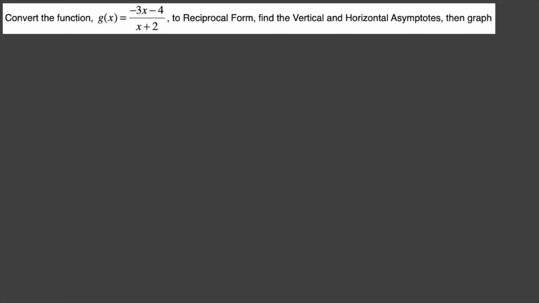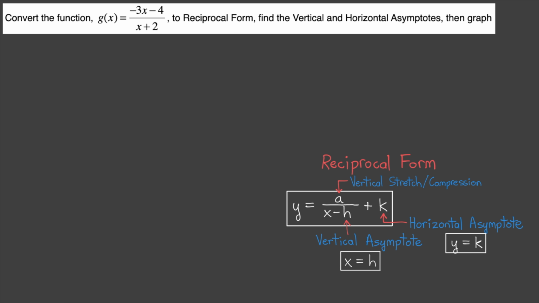Well, what is reciprocal form? Here it is. Reciprocal form is this form, y equals a over x minus h plus k. And a, h, and k all represent constants, which are basically numbers. So in this case, a is your vertical stretch or compression. H here is your vertical asymptote, and k is your horizontal asymptote. So we'll use this in a bit.